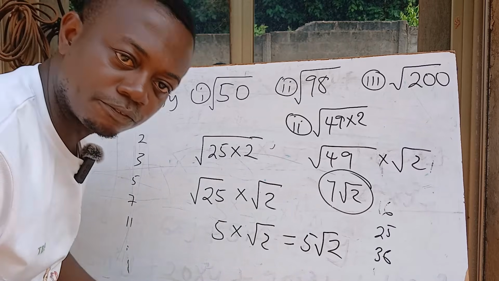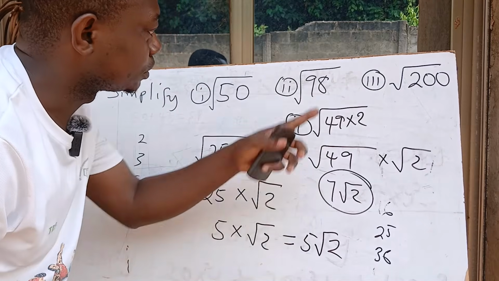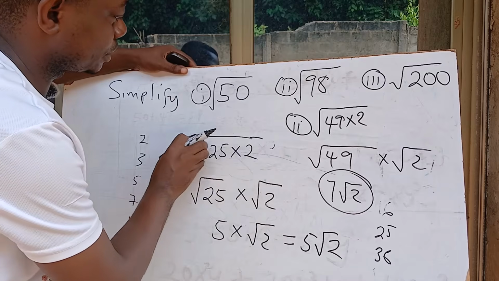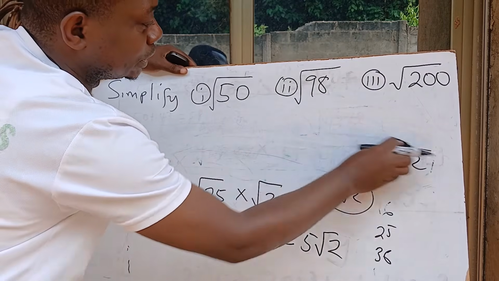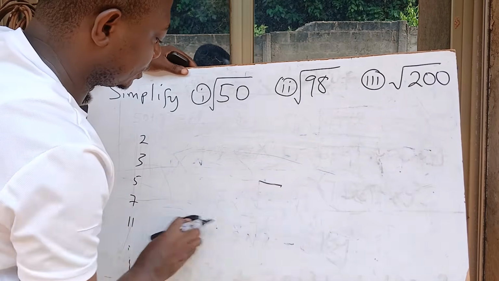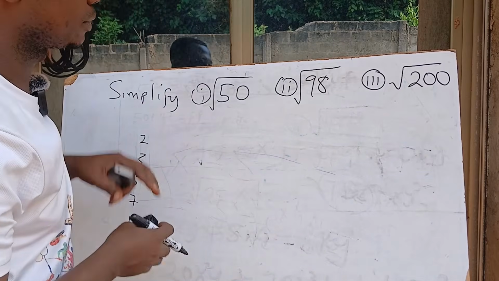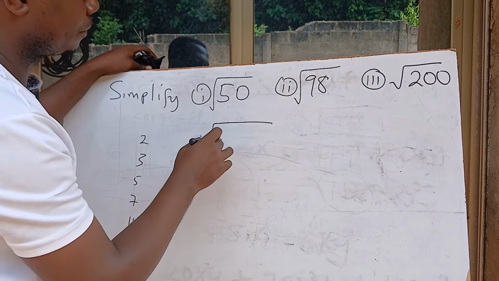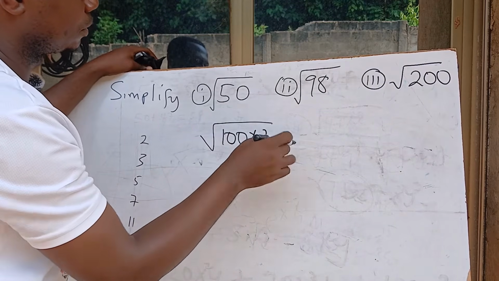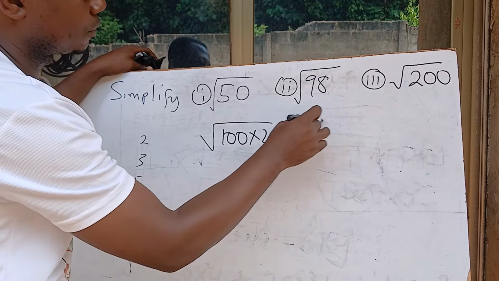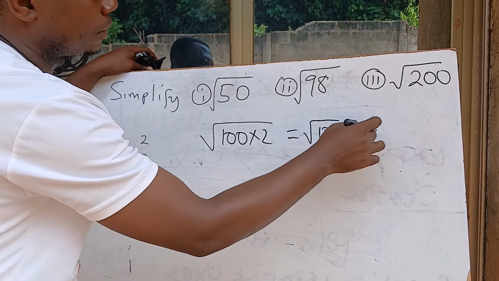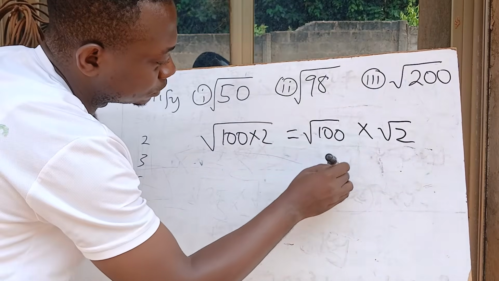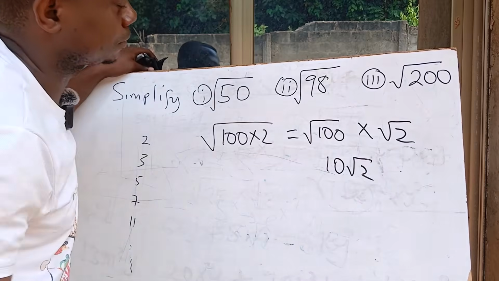Square root of 200. How do we write it in its basic form? Same thing. You test it by dividing it by the following. So 200 will be 100 times 2. So we have square root of 100 times square root of 2. This one is a perfect square. That will be 10. So 10 root 2 is the answer.